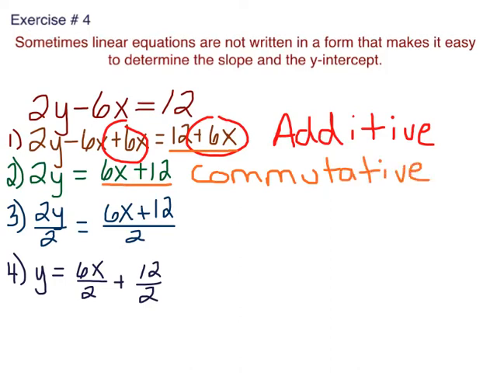I hope you know that's the commutative property. Step number 3, I said, okay, I want to get y by itself right here. So I'm going to divide by 2. It's the same thing as saying multiplying by 1/2, but you're just dividing by 2. So if I'm either multiplying or dividing something, I hope you remember that that is the multiplicative property of equality.